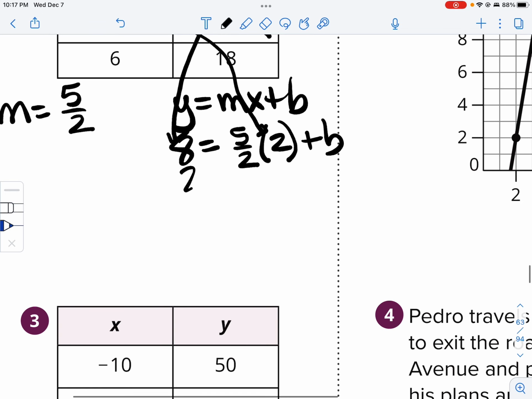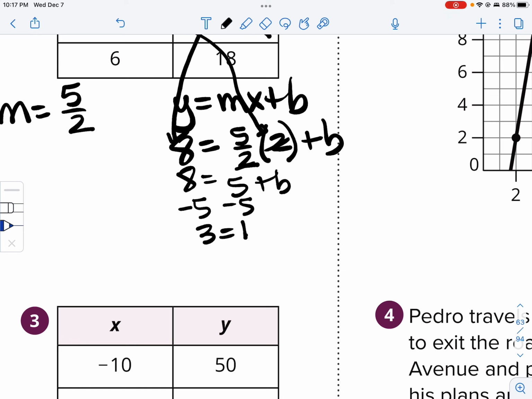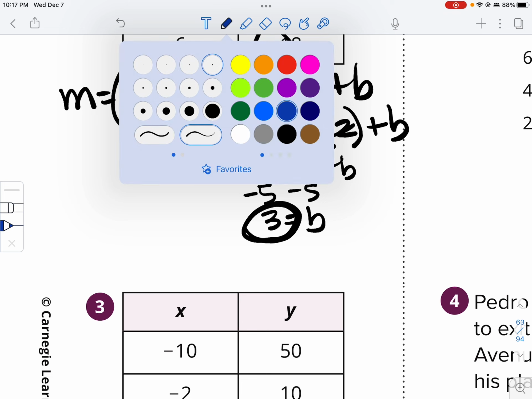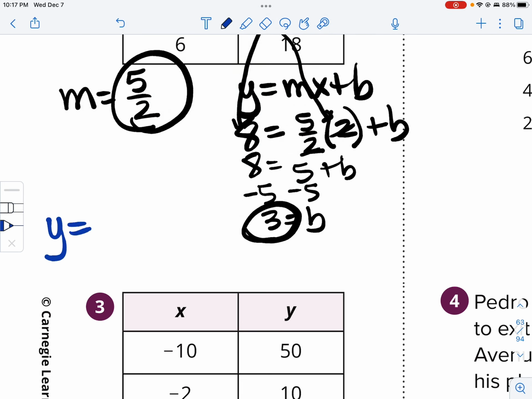So I multiply. I get 8 equals. These 2's cancel out. I get 5 plus b. Subtract the 5. 3 equals b. So now I have my 3. I have my slope. So now I have to write my equation of the line. Y equals, I replace my m with 5 over 2, x plus 3.